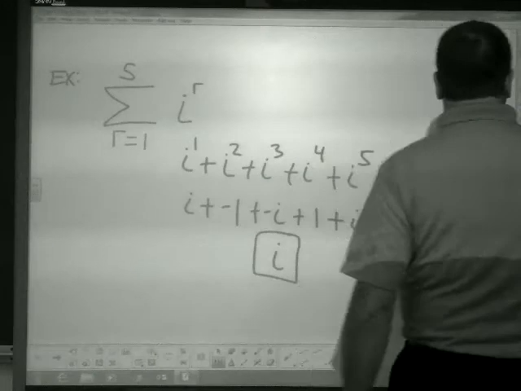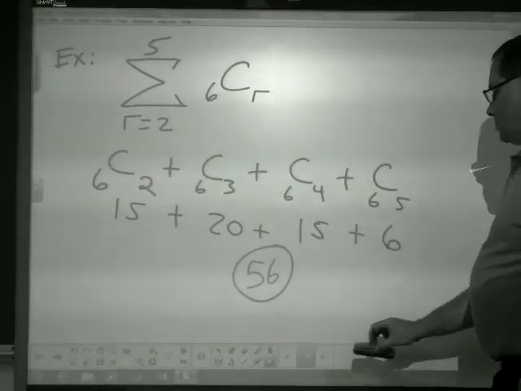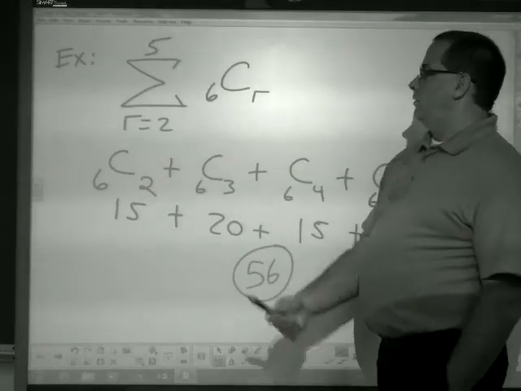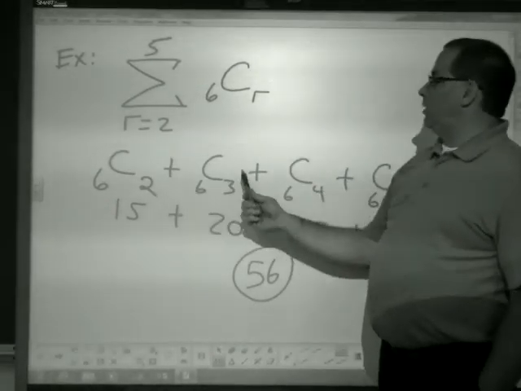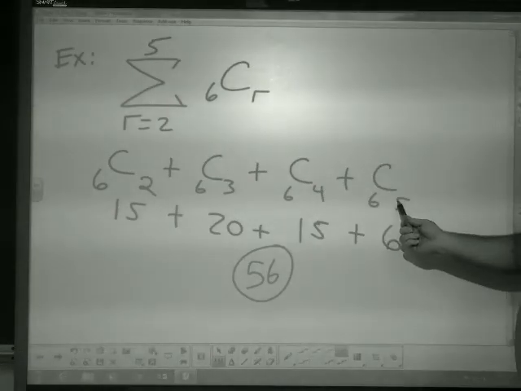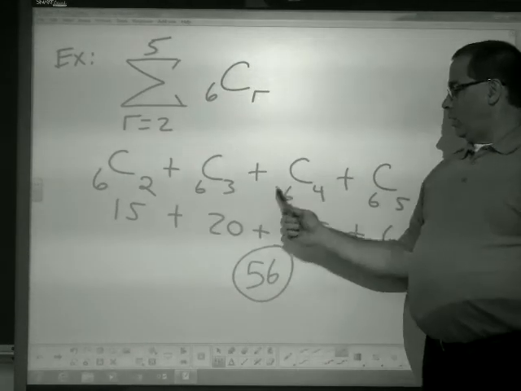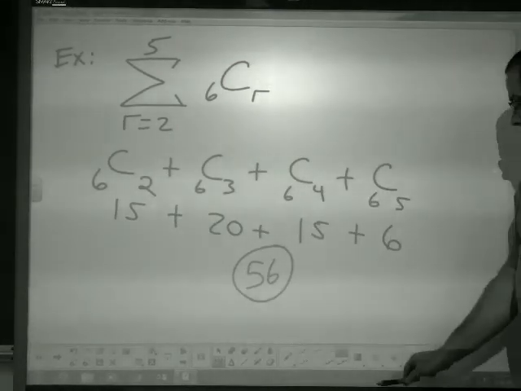Let's take a look at another one. All right, so in this one, we did nCr, r goes from 2 to 5. All right, so what did we do? We did 6C2 plus 6C3 plus 6C4 plus 6C5. 6C2 off our calculator is 15, 20, 15, 6. Add them all up, we get 56.